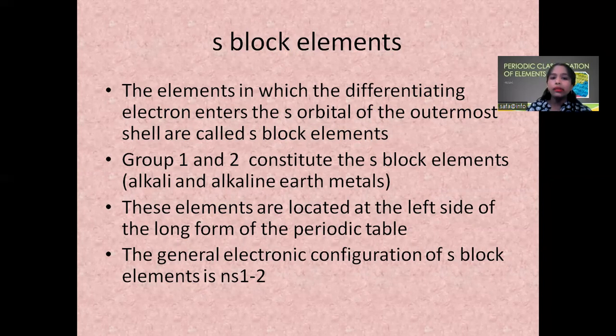So what is meant by S block elements? S block elements means the elements in which the last electron enters the s orbital of the outermost shell. Then it is called an S block element.